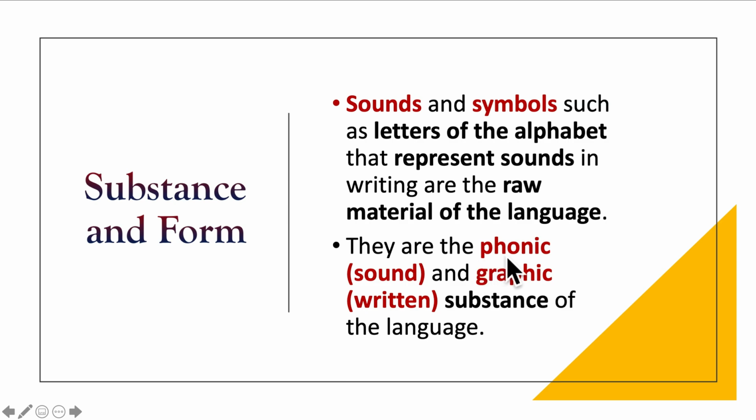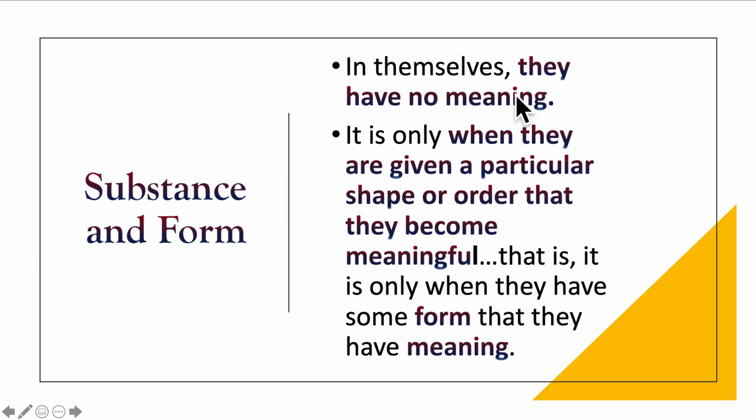They are the phonic (sound) and graphic (written) substance of the language. Out of those sounds we have the field of phonetics, and out of those symbols we have the graphic written system, and they are known as the substance of the language. In themselves they have no meaning. An individual sound, letter, symbol or alphabet doesn't have any meaning.